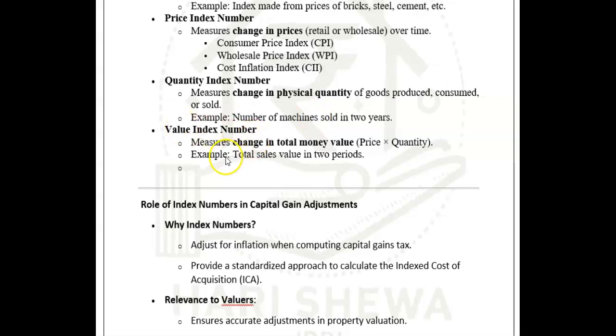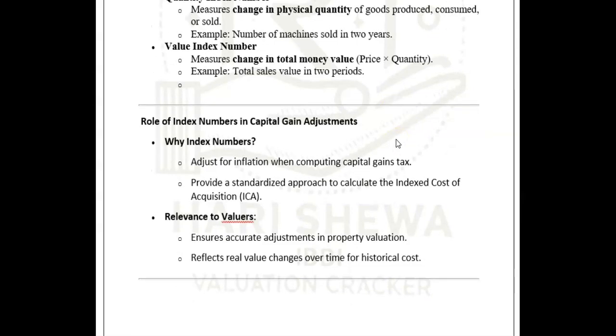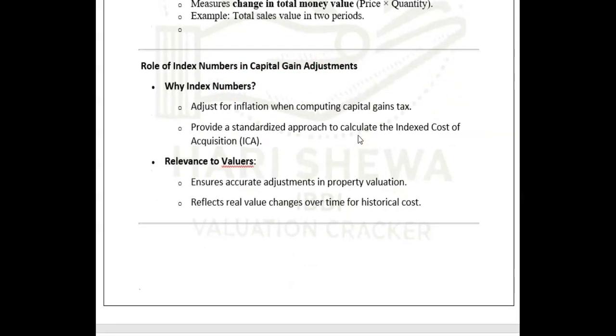Value index number: a major change in total money value, which is price into quantity. Example: total sales value in two periods. What is the sales in the base period? What is the sales in the next year? Role of index number in capital gain adjustment. With the help of index number, you can calculate property value and you can calculate the capital gain.